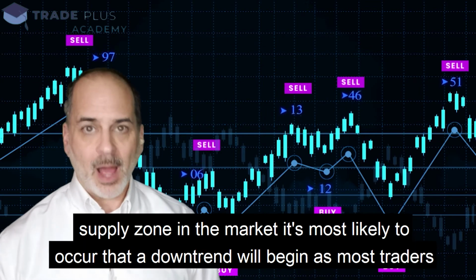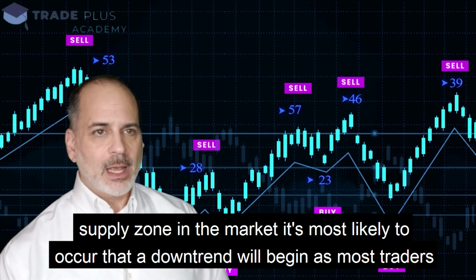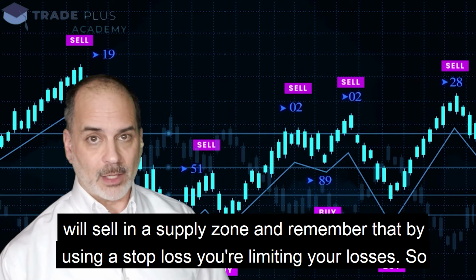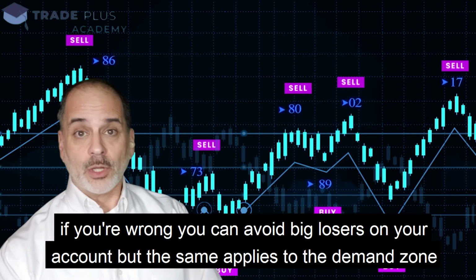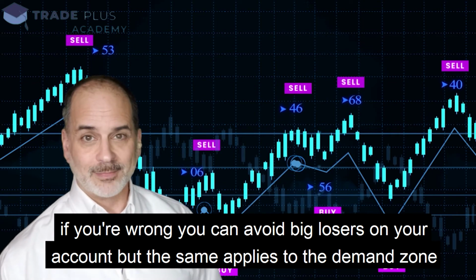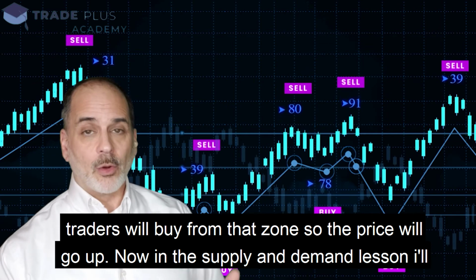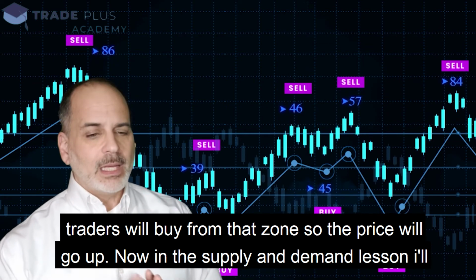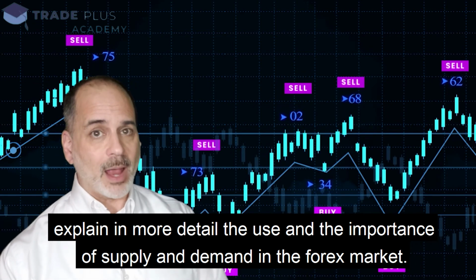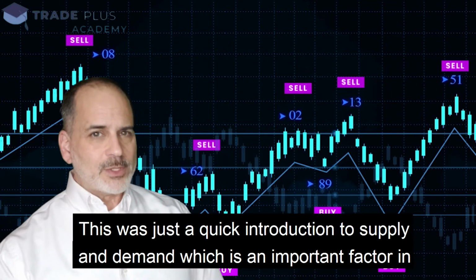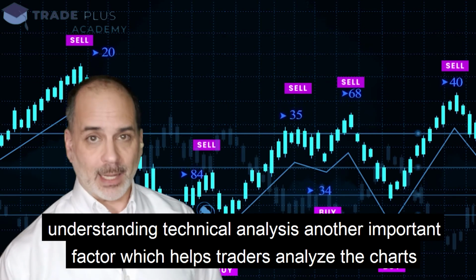When you identify a supply zone in the market, it's most likely that a downtrend will begin, as most traders will sell in a supply zone. And remember that by using a stop loss, you're limiting your losses. So if you're wrong, you can avoid big losses on your account. But the same applies to the demand zone. Traders will buy from that zone, so the price will go up. Now, in the supply and demand lesson, I'll explain in more detail the use and the importance of supply and demand in the Forex market. This was just a quick introduction to supply and demand, which is an important factor in understanding technical analysis.